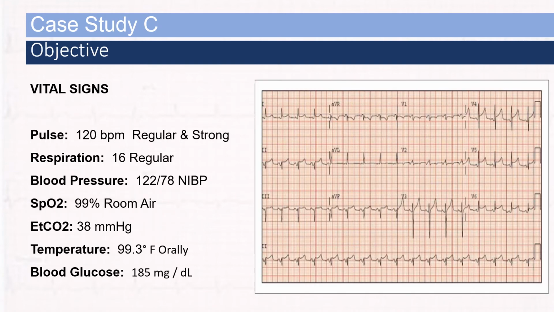Vital signs are as follows. He has a pulse of 120 beats per minute. It's regular and strong. Respirations are 16 regular and non-labored. His blood pressure is 122/78, measured by NIBP. He has an SpO2 of 99% on room air. His end-tidal CO2 is 38 millimeters of mercury. His body temperature is 99.3 measured orally, and his blood glucose is 185 milligrams per deciliter. To the right is his 12-lead EKG.